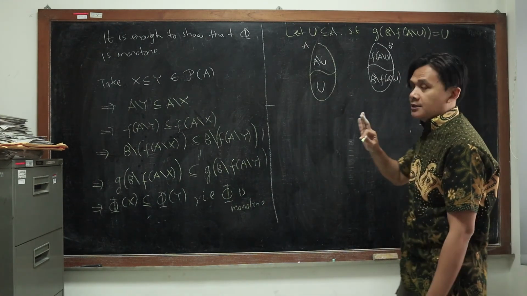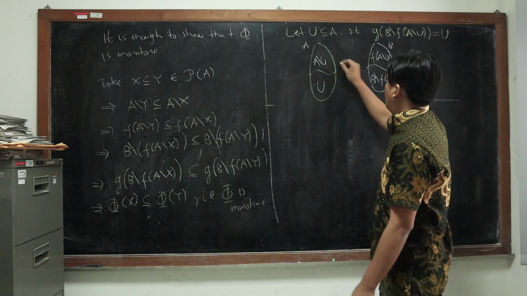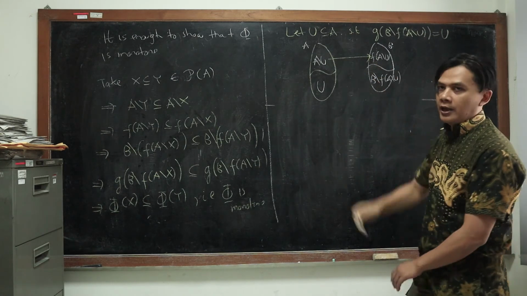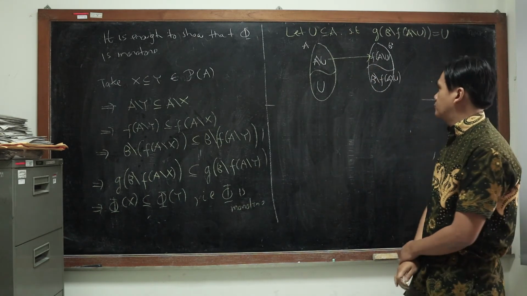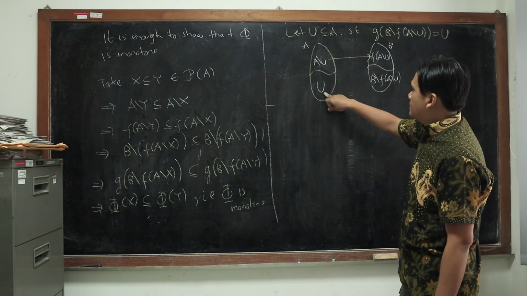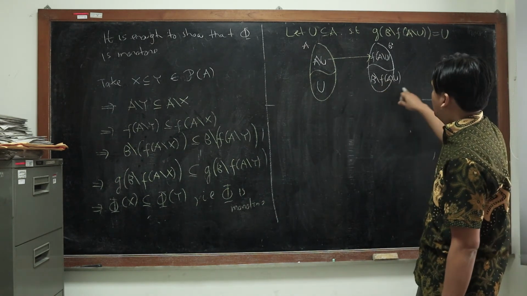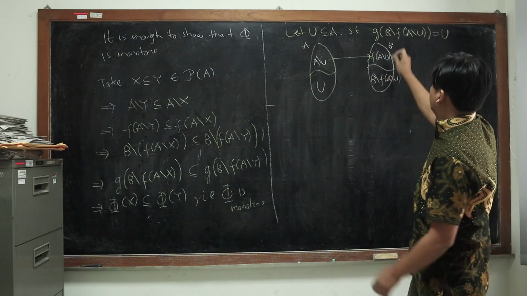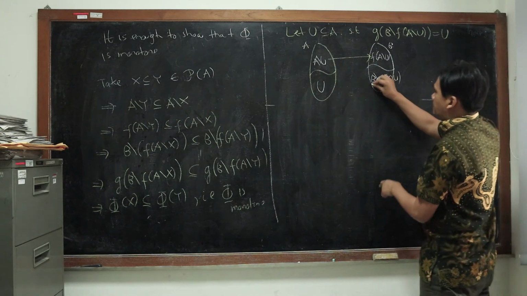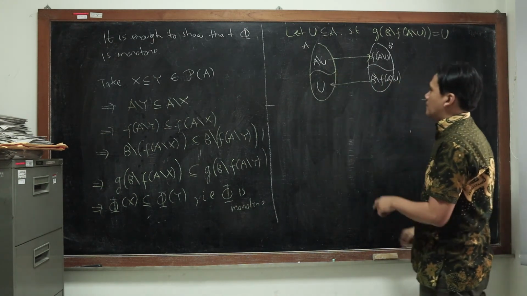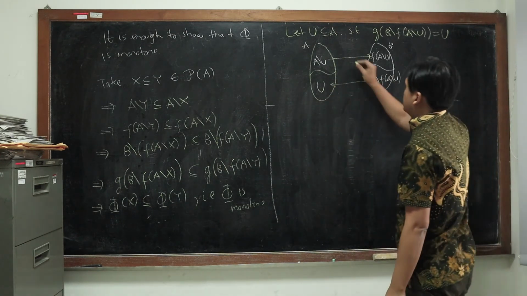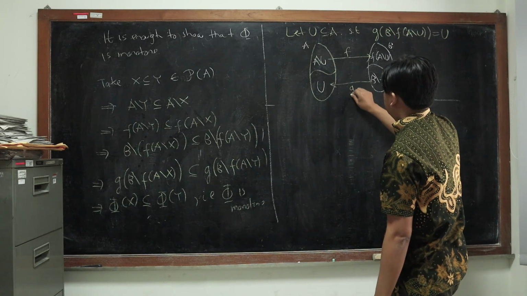Now by using the injective map F, we can have a bijection from A minus U to F of A minus U. And then since this U is exactly the image of this under G, because G of this thing is equal to U, the G map is also a bijection between this set and that set.